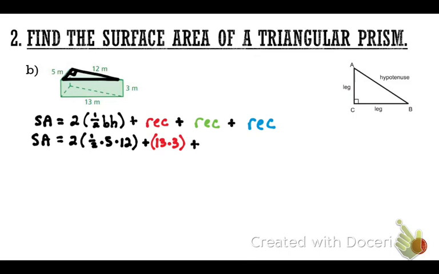Plus, let's look at another rectangle. This time I want us to focus on this rectangle back here in the back. How long do you think that one is? 12 times 3. Very good. So plus 12 times 3 or 3 times 12, doesn't matter.